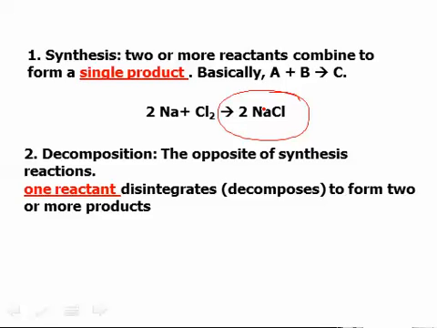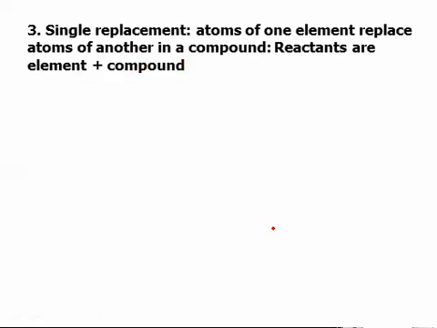The opposite of synthesis is decomposition. So basically you have one reactant. Here's our one reactant. And what it does is it disintegrates, it decomposes, it breaks apart, and you get two or more products, right? One, two. You got to get at least two products for this to be decomposition. So synthesis and decomposition are the opposite.